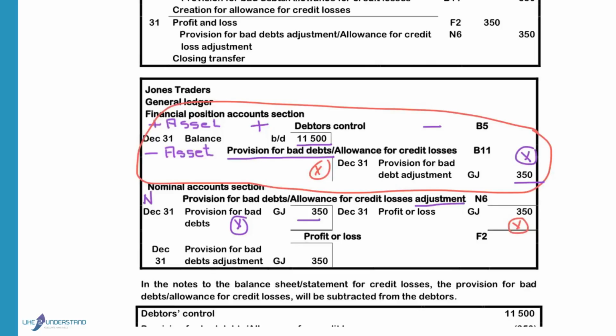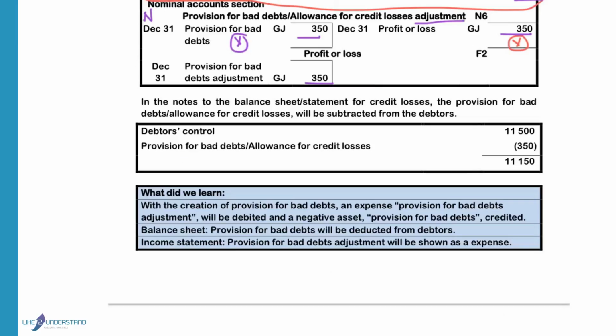At the end of the year, we will transfer this nominal account to the profit and loss to show that we have an expense of 350 that will reduce the profits. In the notes to the balance sheet, we will show that the debtors owe 11,500. Provision for bad debts is 350. So what we expect to receive from the debtors in the future is 11,150. So that's my net realizable value. That means what I expect to get.